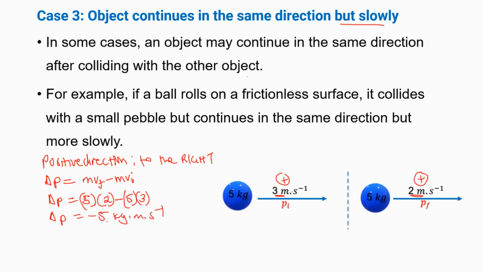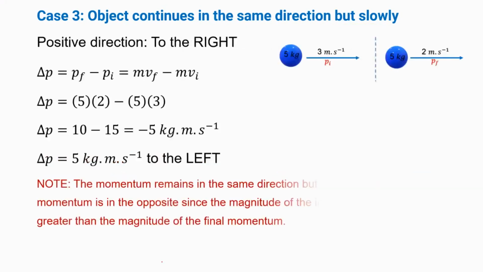Do you see you're getting a negative answer? So if the final velocity is less than the initial velocity, you're going to get a negative answer here. Therefore, our change in momentum will be 5 kilograms meters per second to what? To the left. Please take note: the momentum remains in the same direction, but the change in momentum is in the opposite direction, since the magnitude of the initial momentum is greater than the magnitude of the final momentum. That's why the change in momentum is in the opposite direction.